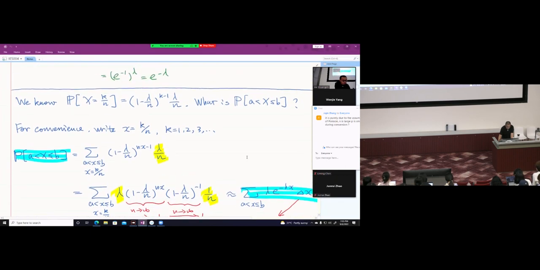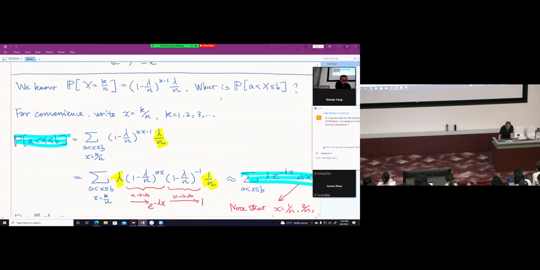Again, I wrote something here. So let's go back to check x. This x here is not the limit case. It's not continuous. It's still discrete. Let's think of the discrete case and how to calculate the probability that it takes a value within the interval. Then from this, we will have an idea how to generalize this into the limit case for continuous random variables.